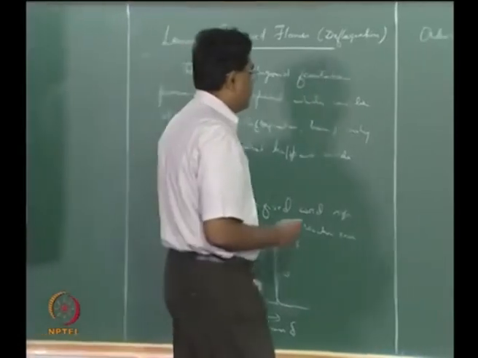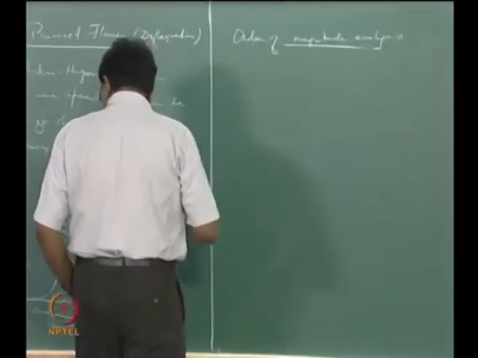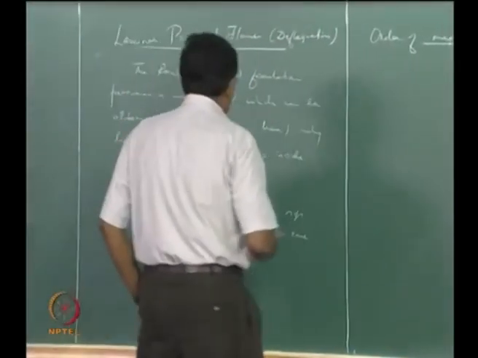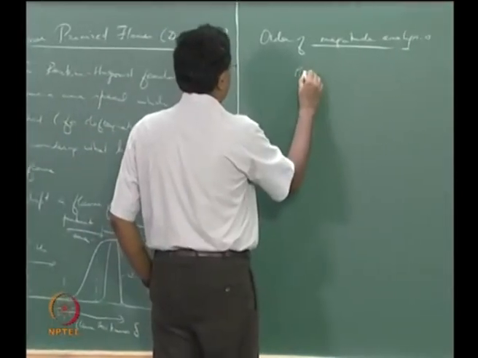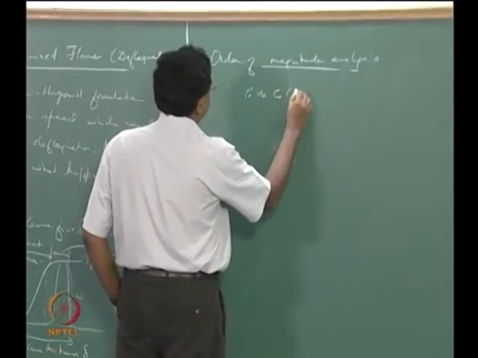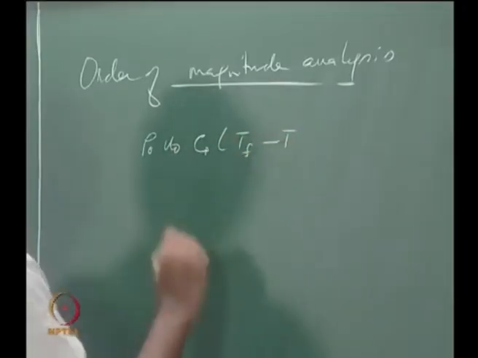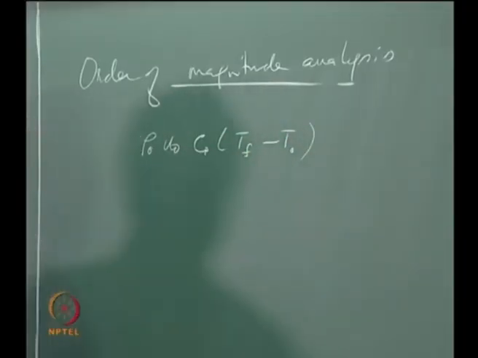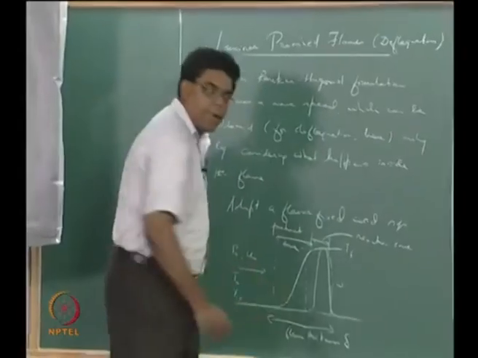For example, when we now say, if you look at the rho naught U naught, that's your m dot Cp (Tf minus T naught). That's the rate of change of enthalpy, right? That came primarily from the heat that was given in the chemical reactions.